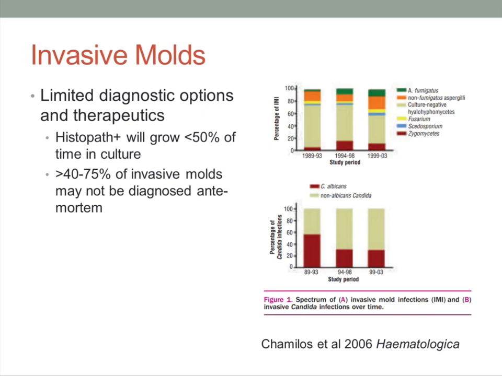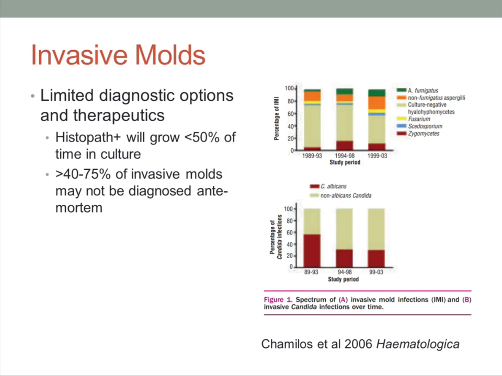The figures on the right, the top portion is talking about the different types of fungal organisms that were isolated in the study over certain time periods. So you can see as time has gone on, our detection methods have gotten better. The tan bars, the culture-negative ones, are shrinking, which is good. We're better at actually culturing things out.